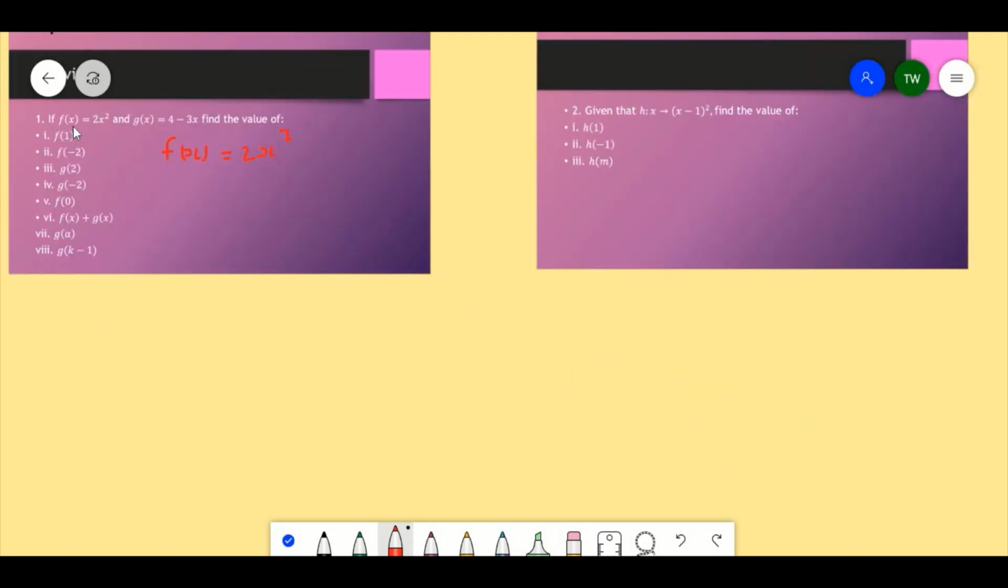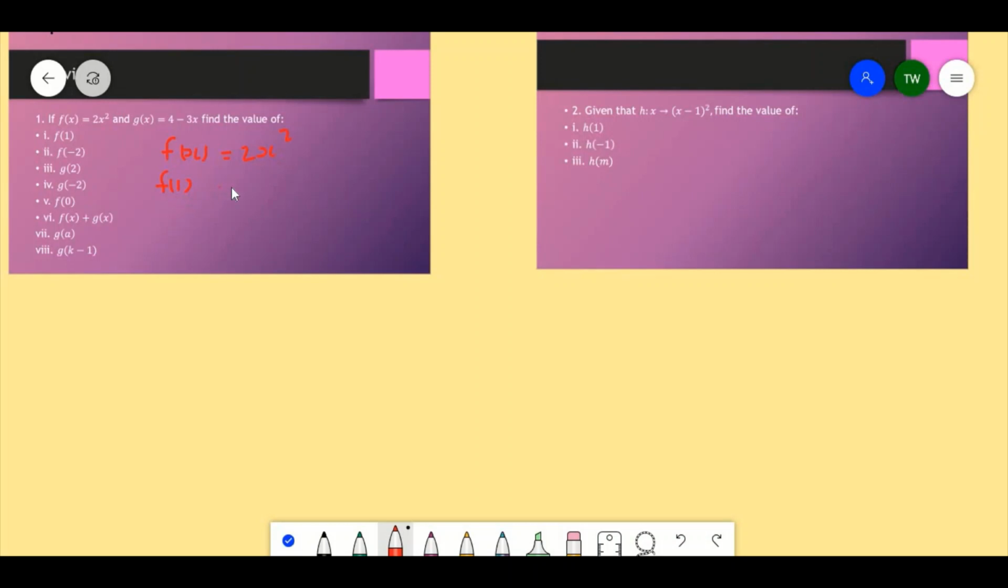So we have the question: if f of x is equal to 2x squared and g of x is equal to 4 minus 3x, find the value of f of 1. So we know that f of x is equal to 2x squared. So we need to find the value of f of 1.